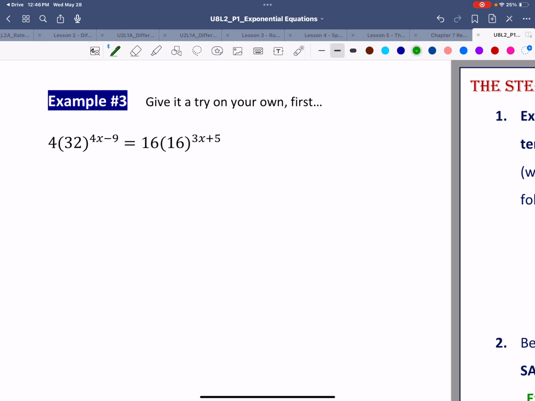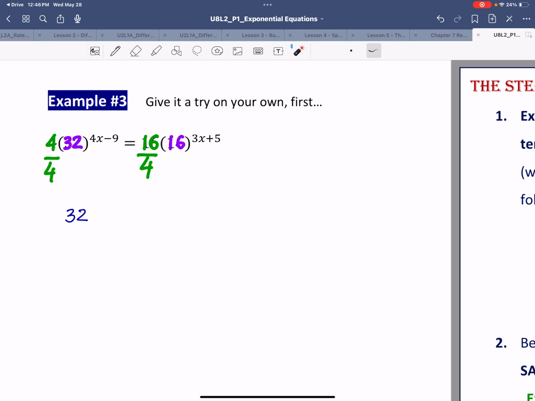Now, what that means is that when you look at the left side, you have a coefficient of 4, and on the right side, a coefficient of 16. The exponential part of the equation will be 32 to the power of 4x minus 9, and then here is 16 to the power of 3x plus 5. So we'll reduce the coefficient, so we'll divide both sides by 4. And that will make the equation look like this.